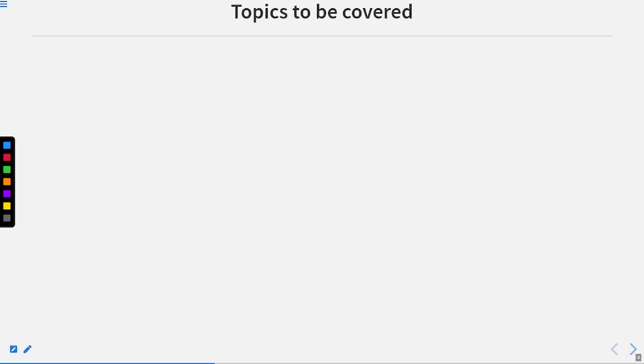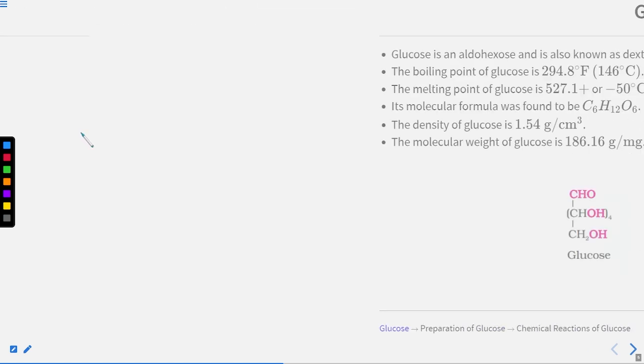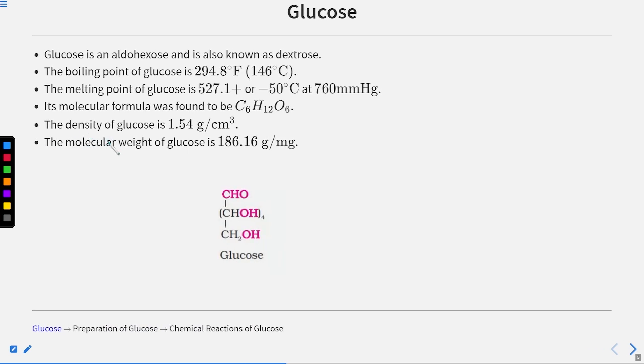These are the subtopics to be covered under glucose. First, we will see what glucose is, its physical properties, its physical state, and its molecular mass. Then we will move to the preparation of glucose. Various preparation methods are available for various chemicals, and similarly glucose has some preparatory methods used in the labs. After that, we will see some chemical reactions of glucose. I would say today's lecture will mostly revolve around the chemical reactions, so they will be the center. So let us start with what glucose is.